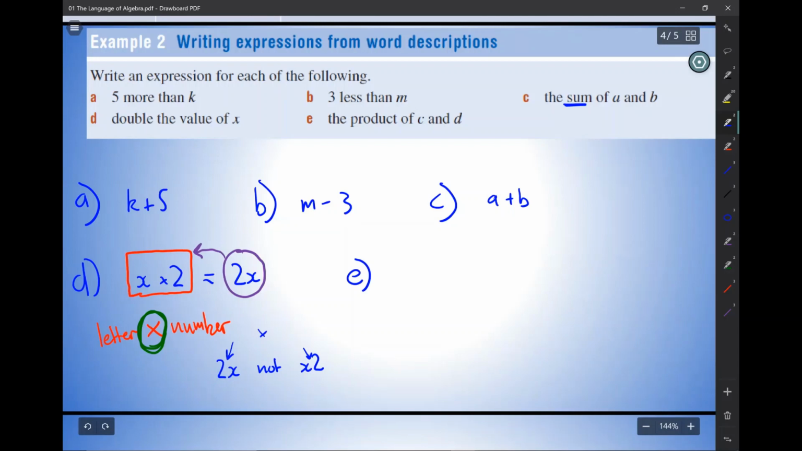And it also works with 2 letters. In this last example, E, the product means to times. So the product of C and D means C times D. And this can also be written as CD with nothing in between. This times is in this space, we just don't write it. But that doesn't mean it's not there.